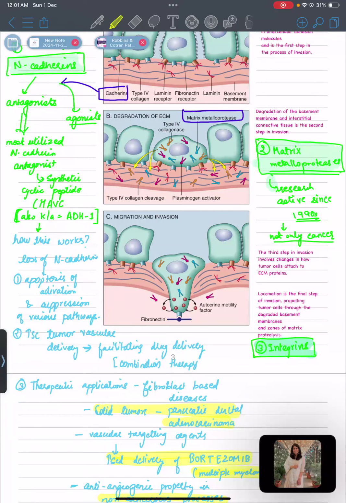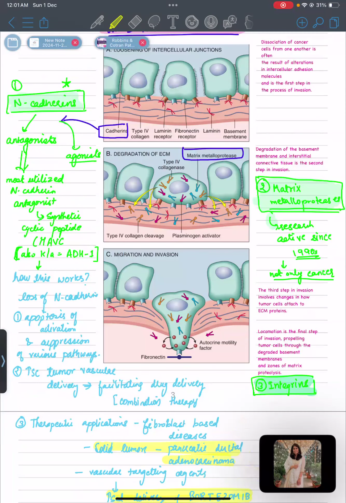So now coming on to the areas of recent research. First of all, we're going to discuss a bit of N-cadherins. There are certain N-cadherin antagonists and N-cadherin agonists. The most utilized N-cadherin antagonist is the synthetic cyclic peptide CHAVC. It's also known as ADH1.